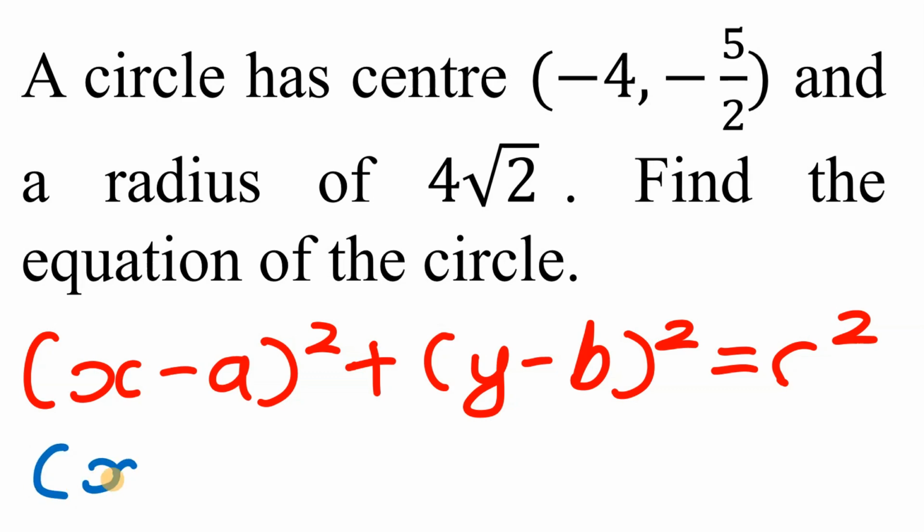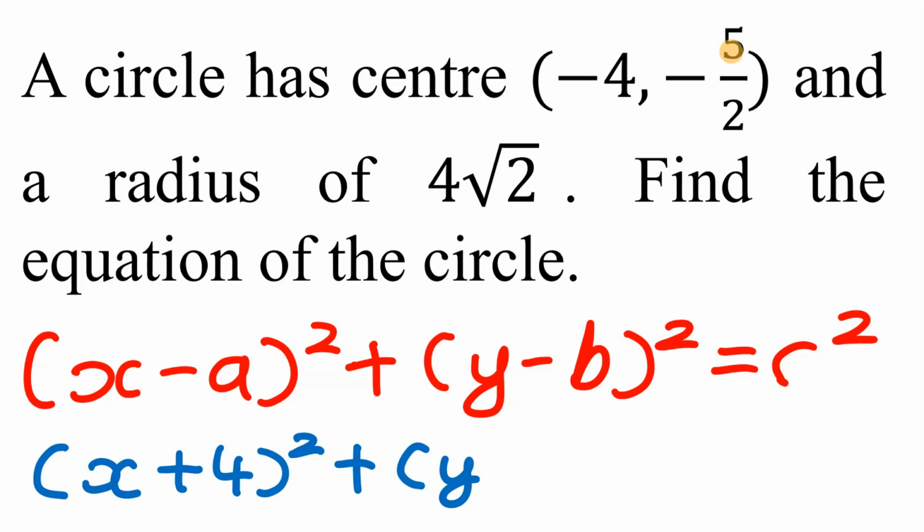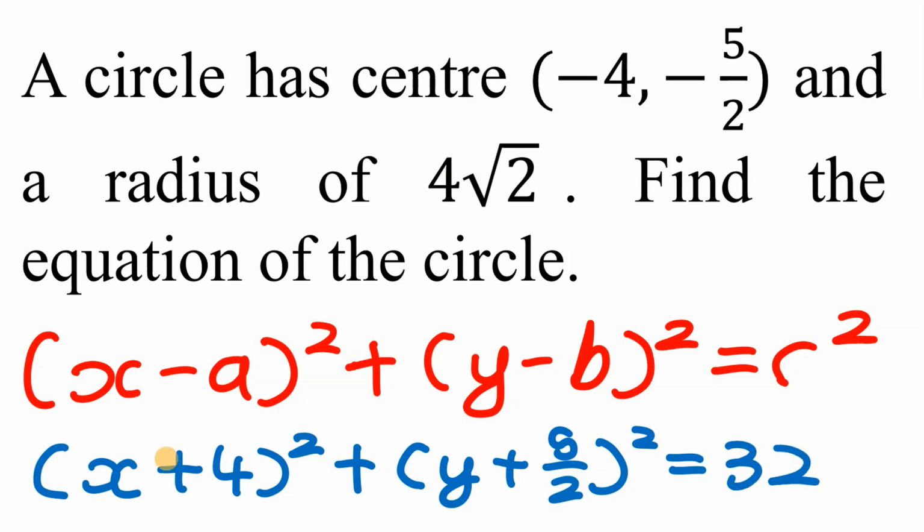So it's going to be x, and then it's going to be minus a here. Now this is minus 4, so remember the sign is flipped, so it's going to be plus 4, like this here, squared, plus, and then it's going to be y, so we have this minus 5 over 2, which is the centre, so the sign is flipped, so it's going to be plus 5 over 2 like this here, squared, and this is equal to r squared, so the radius is 4 root 2, so we need to square this, and if you square it, it is equal to 32. So this here is the equation of the circle.